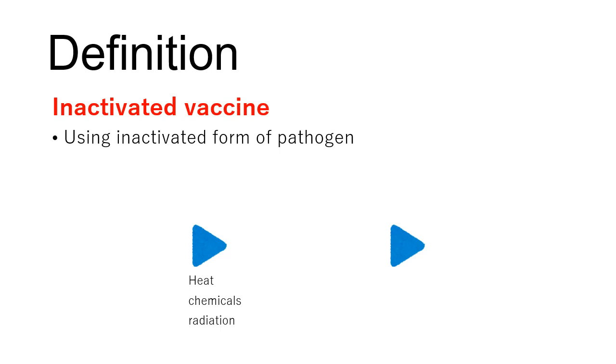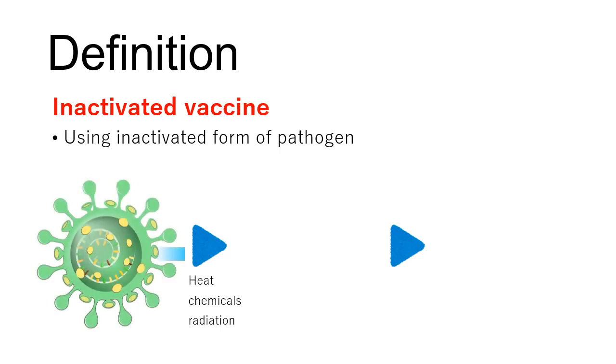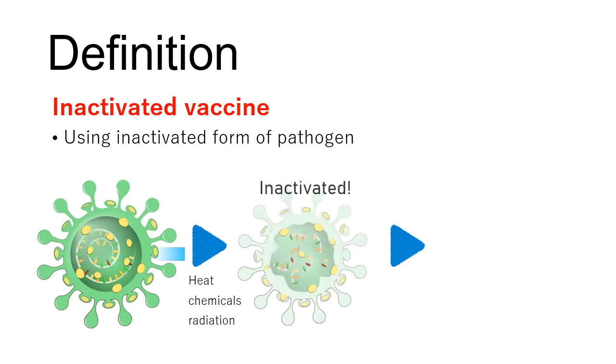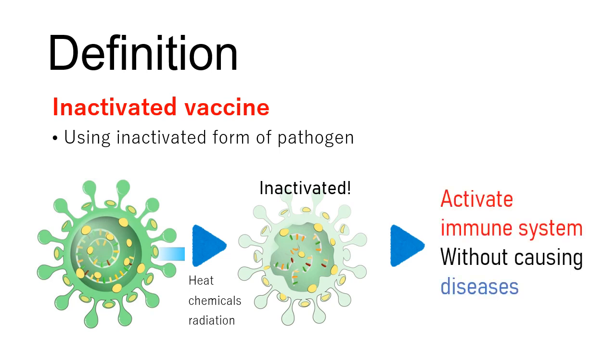Definition: there are two main types of vaccines: live vaccines and inactivated vaccines. Inactivated vaccines use the killed version of the pathogen. The pathogen shell and genetic material are broken apart by heat, chemicals, and radiation. Therefore, they can no longer multiply and cause disease, but can still activate the immune system to create an immune response.